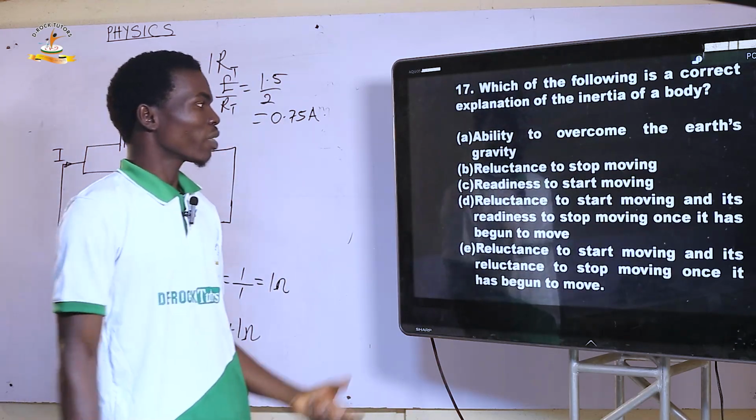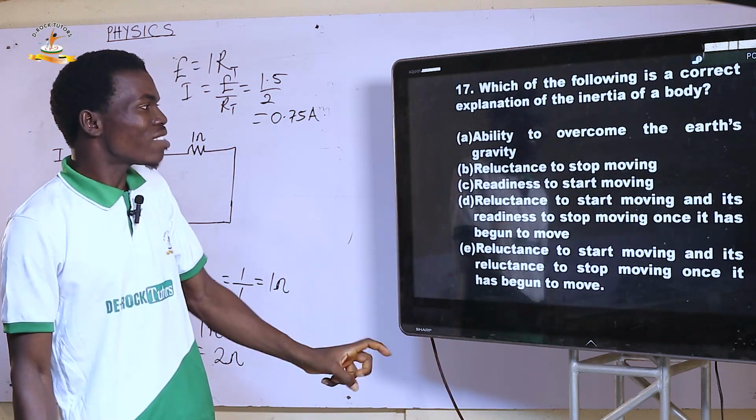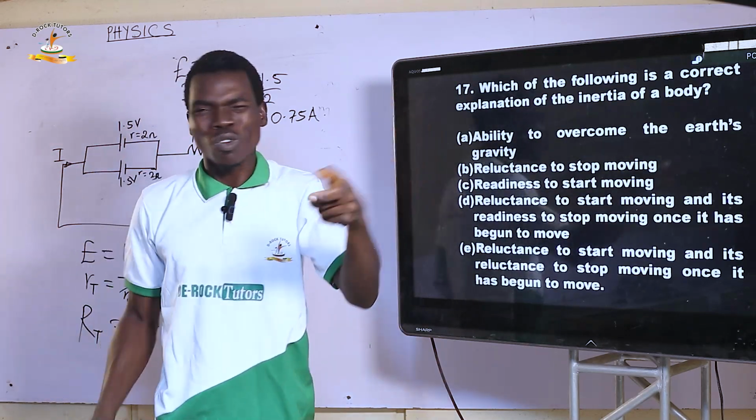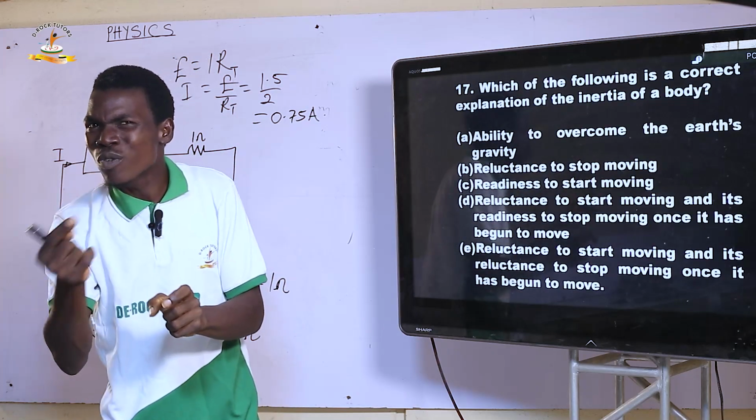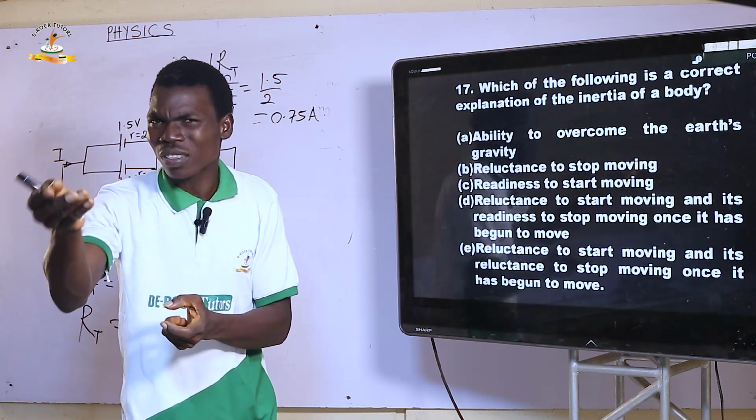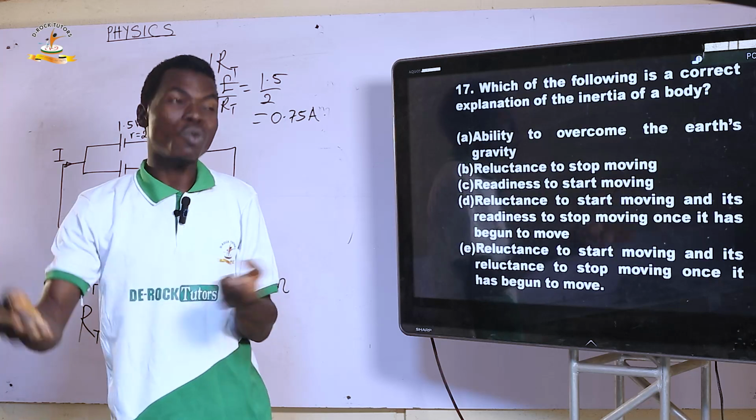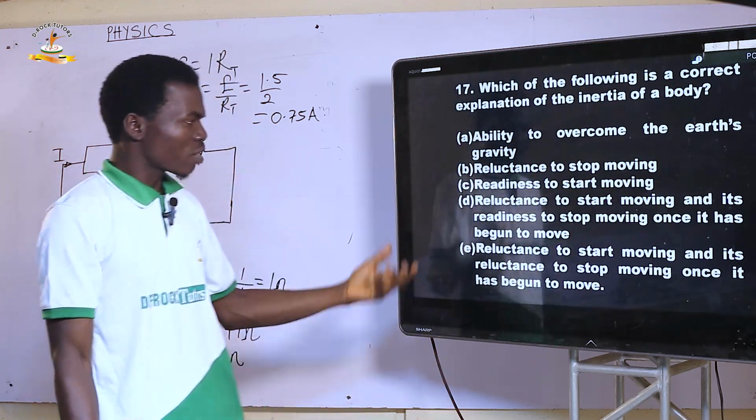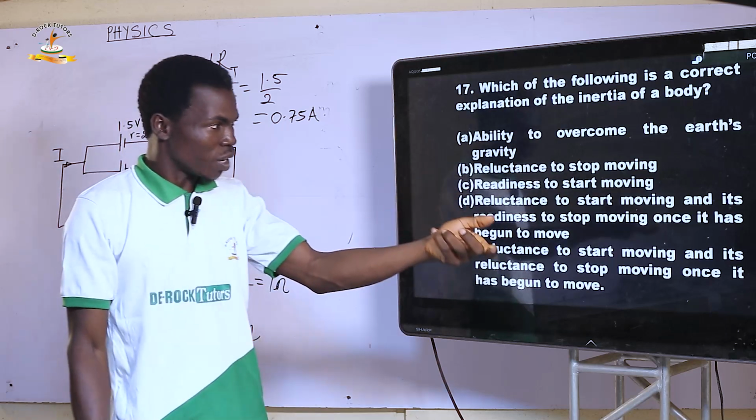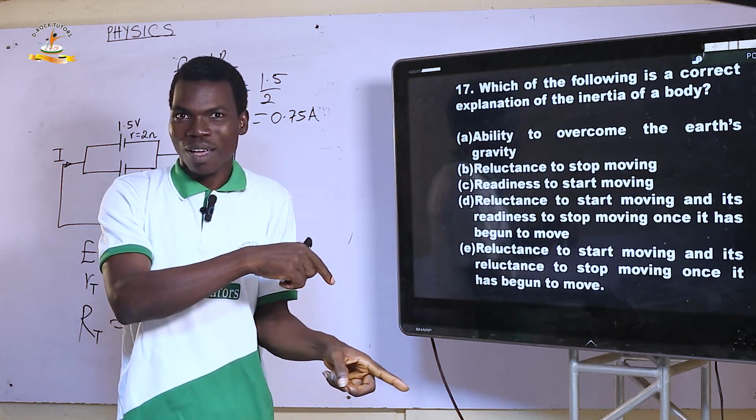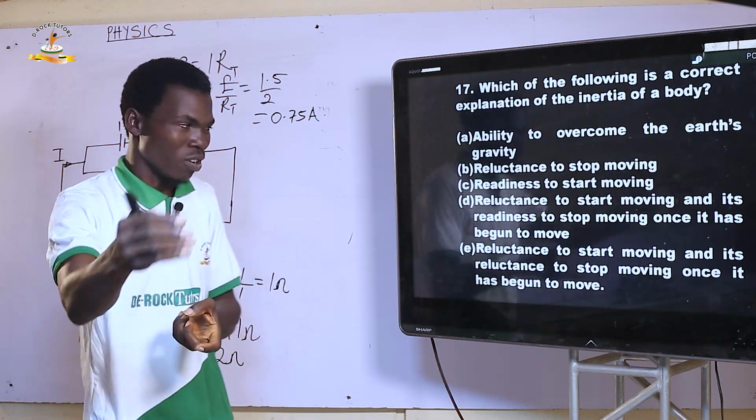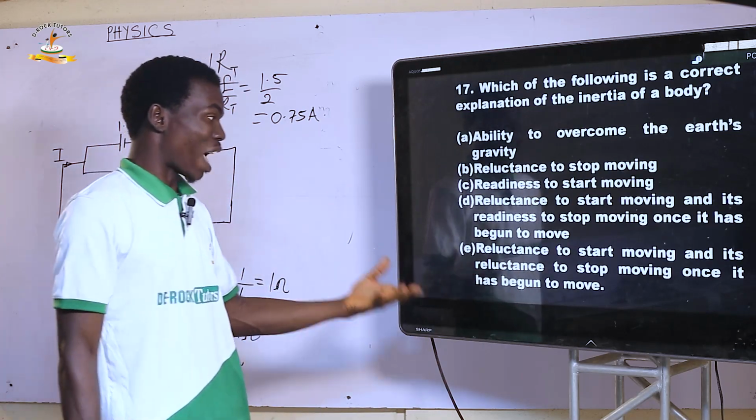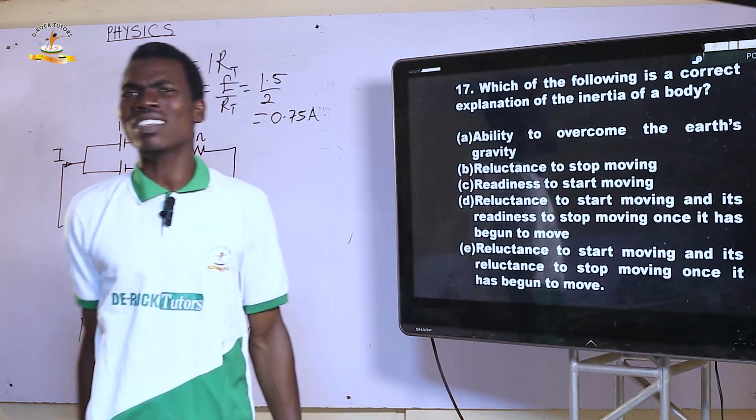The next one, D, reluctance to start moving and readiness to stop moving once it has begun to move. Look at the word readiness. It has to be reluctance in both cases. So we cannot go for option D just because of the word readiness. Let's go to the last one. Reluctance to start moving and reluctance to stop moving once it has begun to move. You can see now it has to be reluctance. So option E is the correct option.